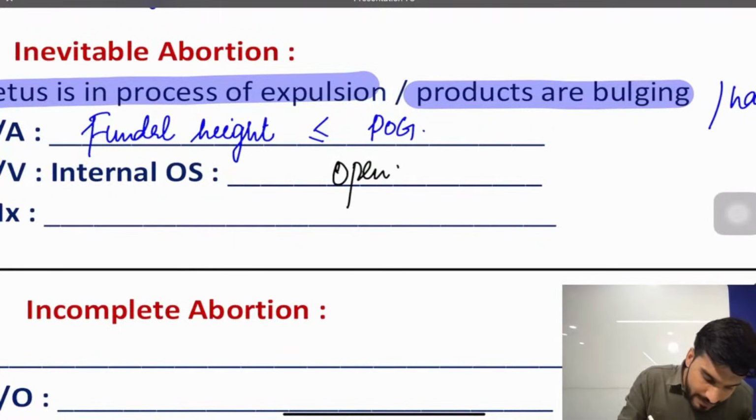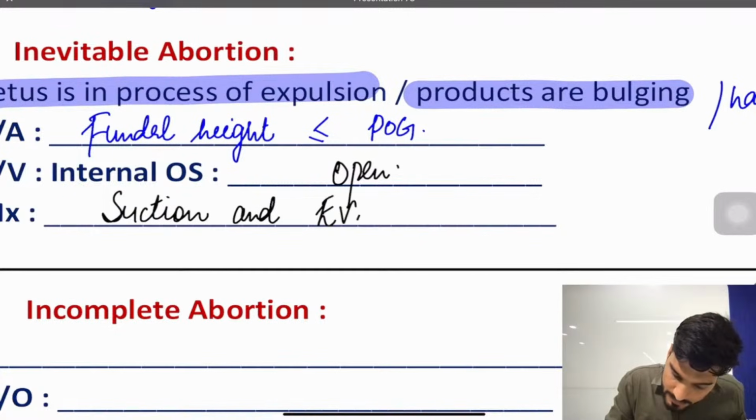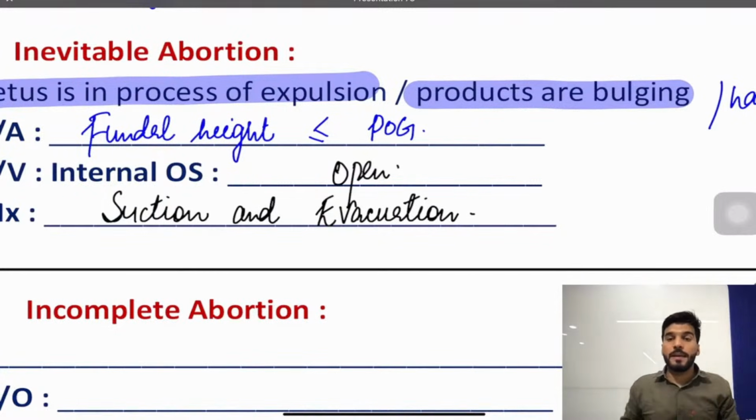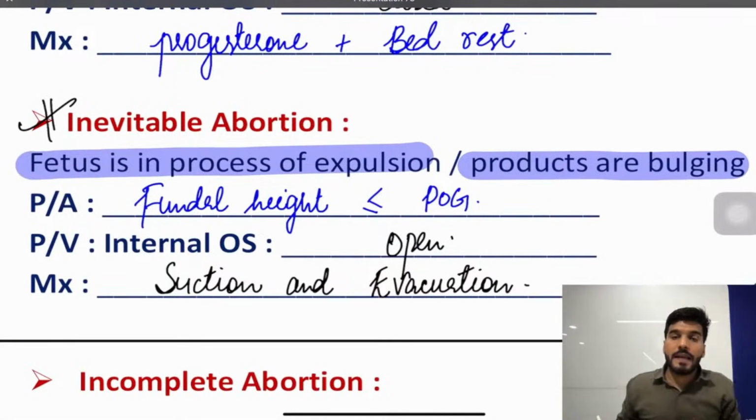What will be the management? The management will be suction and evacuation. So fundal height less than the period of gestation, internal os open, management is suction and evacuation. This is a classical case of which type of abortion? It is going to be inevitable abortion.